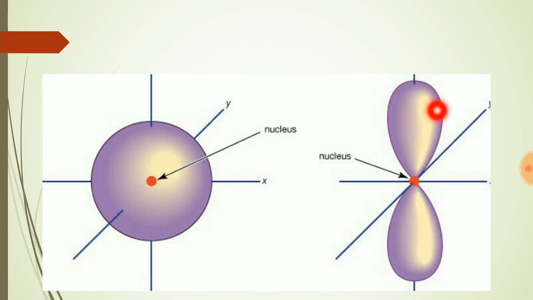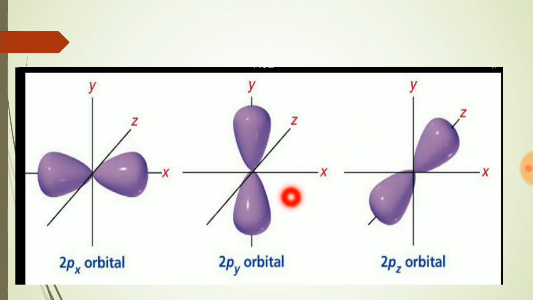Here the electron will revolve around the nucleus. This is the shape of the s orbital, which is spherical, and this is the dumbbell shape of the p orbital. There are three types of p orbitals: px symmetric about the x-axis, py symmetric about the y-axis, and pz symmetric about the z-axis.